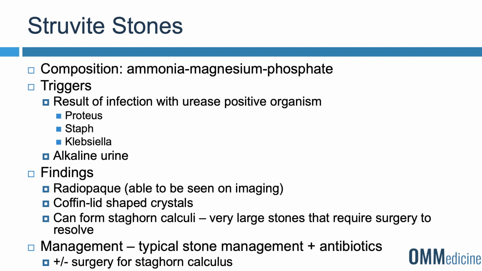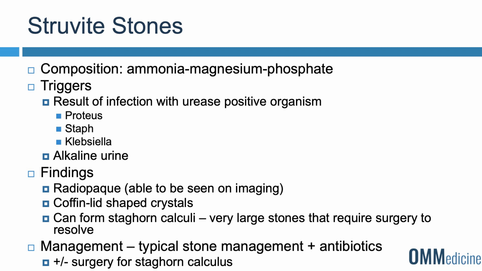One of the most important points about struvite stones is that they can form something called a staghorn calculi or staghorn calculus, and this is essentially a very large stone that takes up a very big part of the kidney, and these are going to require surgery to resolve because they will grow to be so large that they cannot pass on their own, and they will cause many other complications like obstruction and possibly pyelonephritis.